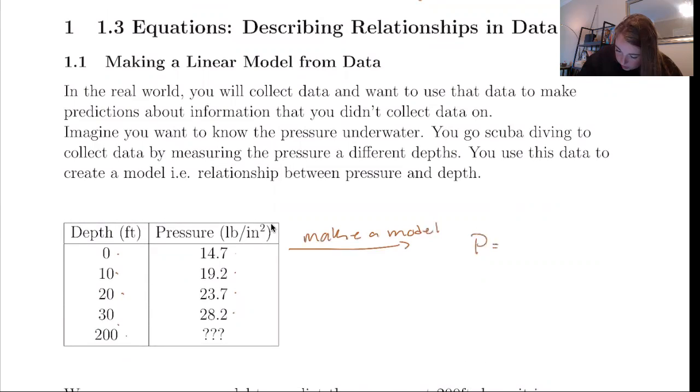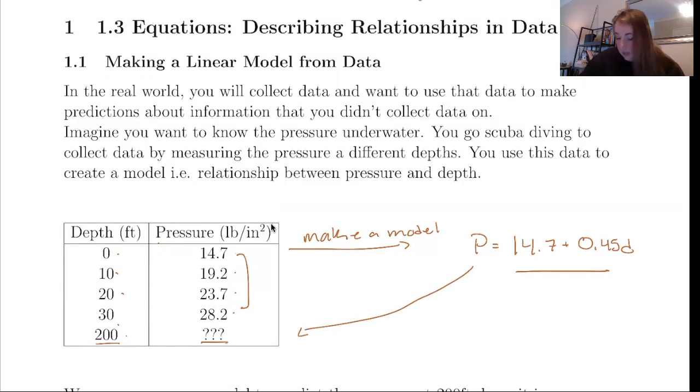And most of our models are going to look something like this. We'll have P, that's going to denote our pressure, equal to 14.7 plus 0.45 times D. And we'll talk about how we get this and the different components of this equation later on, because I'm just setting up. Eventually, you'll be able to go from here, make a model, to get to here. And then with this model, I can go down and see that when the depth is 200, I can figure out the pressure, and thus I can predict what the pressure would be at 200 feet depth.